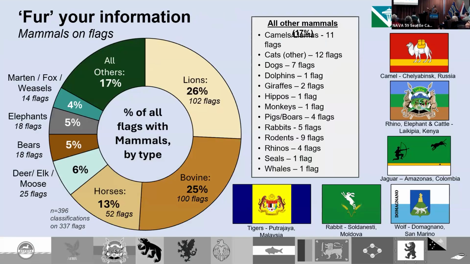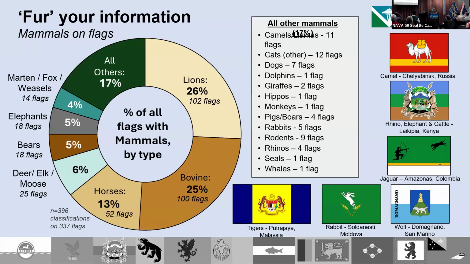So mammals, again, are the most common. About 50% of all animals on flags are mammals. There are 396 classifications on 337 flags that I identified, representing 540 individual animals on flags that are mammals. Shocker, lions are the most common. They occur on around a quarter of the flags, or 102 flags that I studied have at least one lion on them.